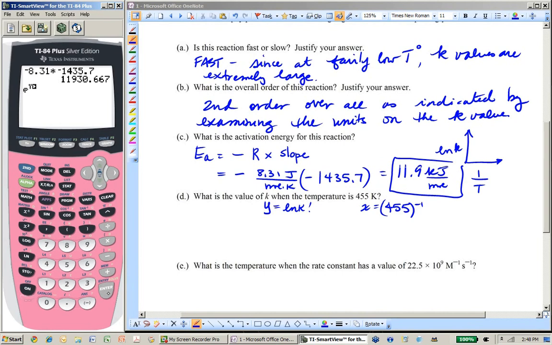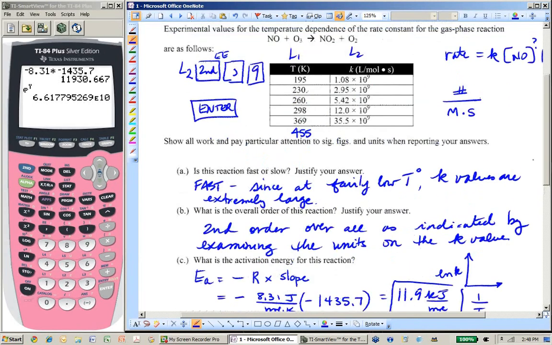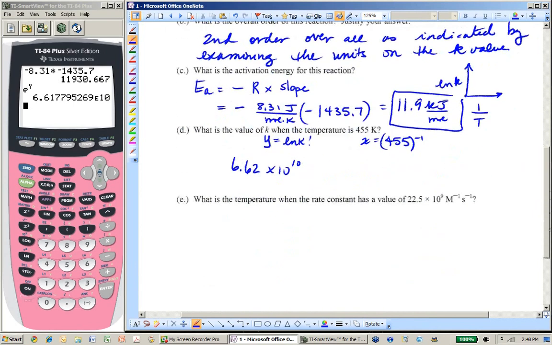It's much faster. So enter, and I come out with 6.62 times 10 to the 10th. You betcha. Heat that baby up, it's going to speed up. That K value increases, just the way it did every time the temperature increased in the table. So that makes nice, perfect sense.